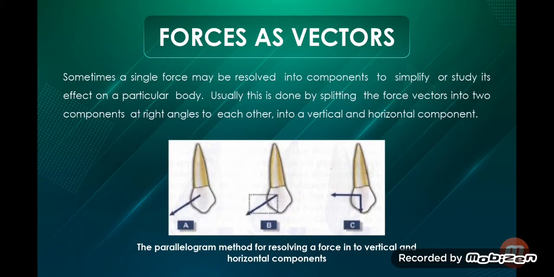Sometimes a single force may be resolved into components to simplify the study of its effects on a particular body. Usually this is done by splitting the force vector into two components at right angles to each other, a vertical and a horizontal component.